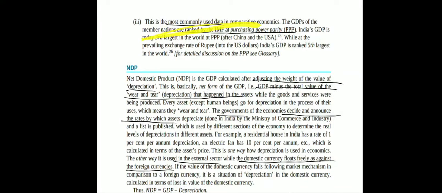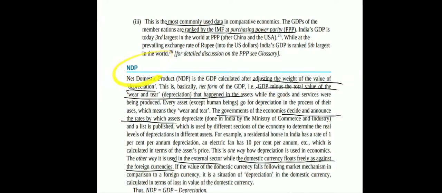GDP is the most commonly used data, and the GDPs of the member nations of the IMF are ranked by the IMF at purchasing power parity, that is the purchasing power capacity that every individual has in a country. Next we come to NDP. Let's quickly look into it.